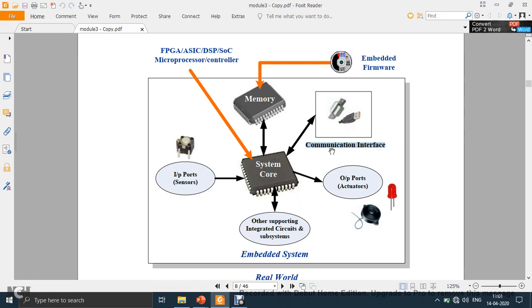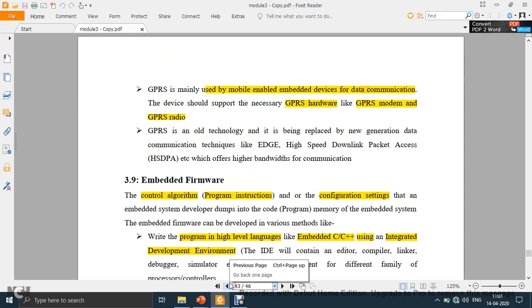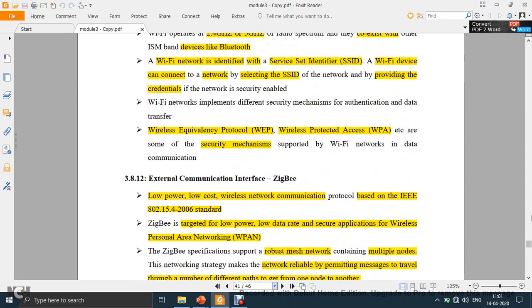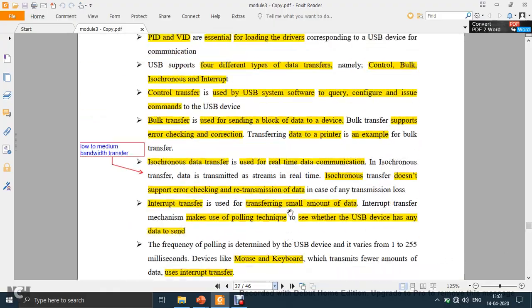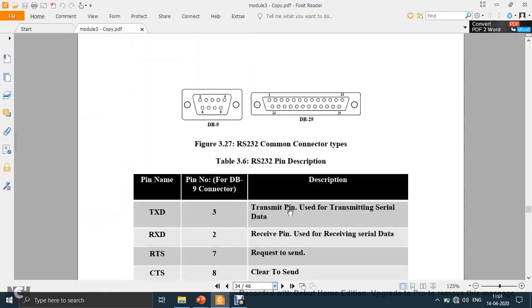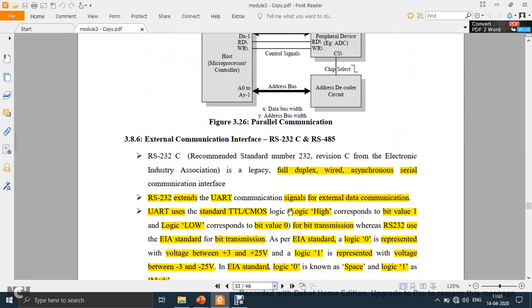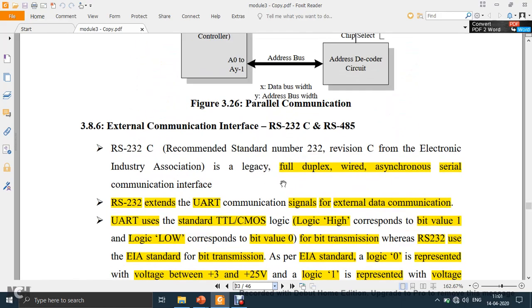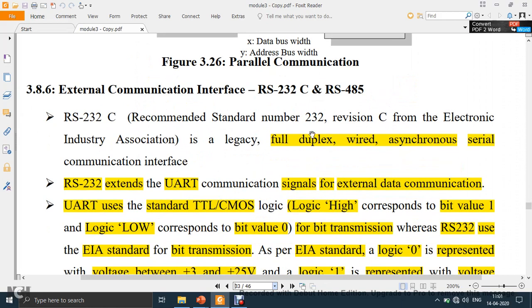So today we shall discuss off-board communication interfaces. We'll jump to that page. So, external communication interface. The first one we'll discuss is RS-232C, and RS-485, which are both very much similar in operation.